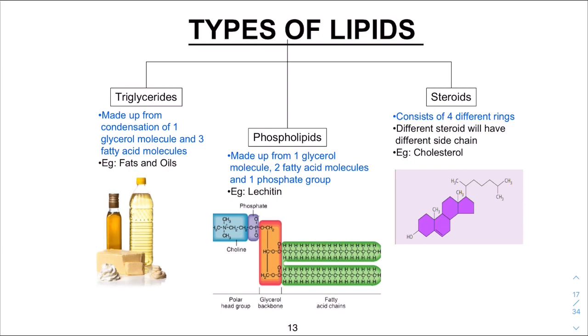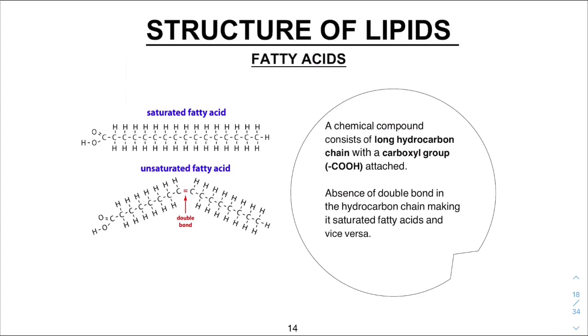The third type kita ada steroids. Untuk steroid, it consists of 4 different rings. It is made up of 4 different rings that attach to a side chain. Ini adalah side chain dia. Sama juga macam phospholipid tadi, depending on the side chain, itu akan represent different types of steroid. Different steroids will have different side chains. Dalam gambar ini adalah kolesterol. Ini adalah kolesterol.